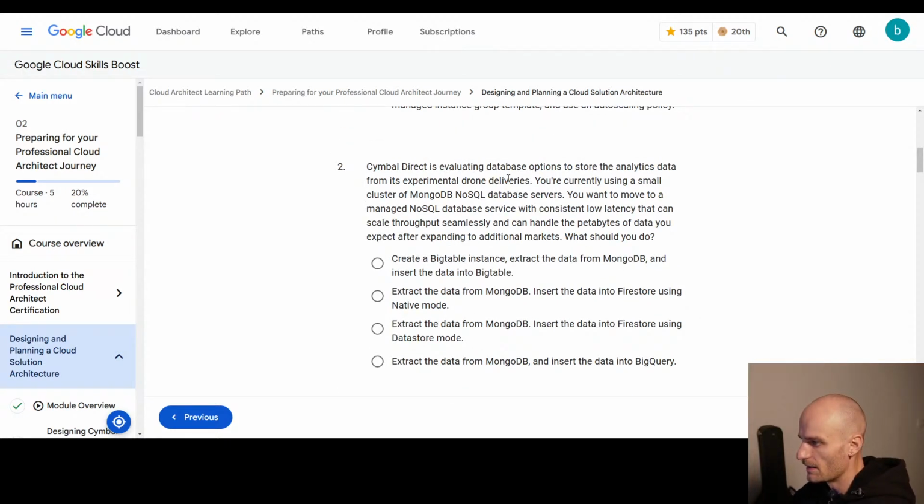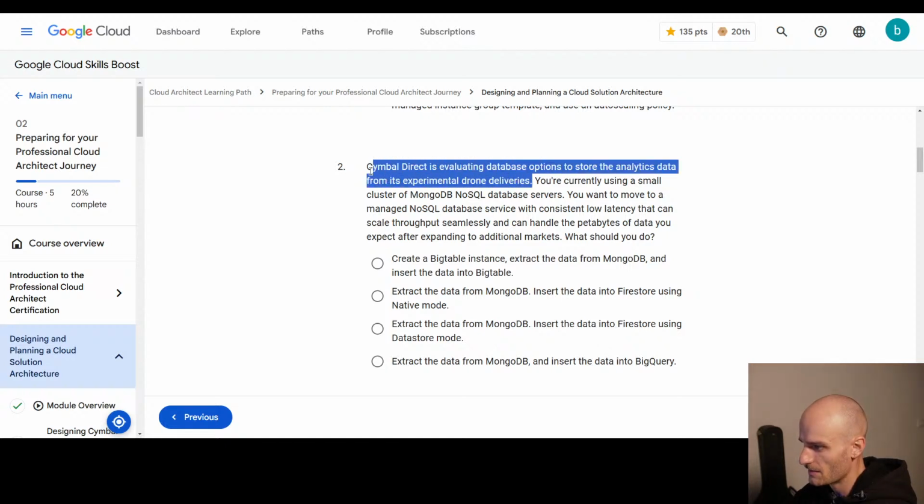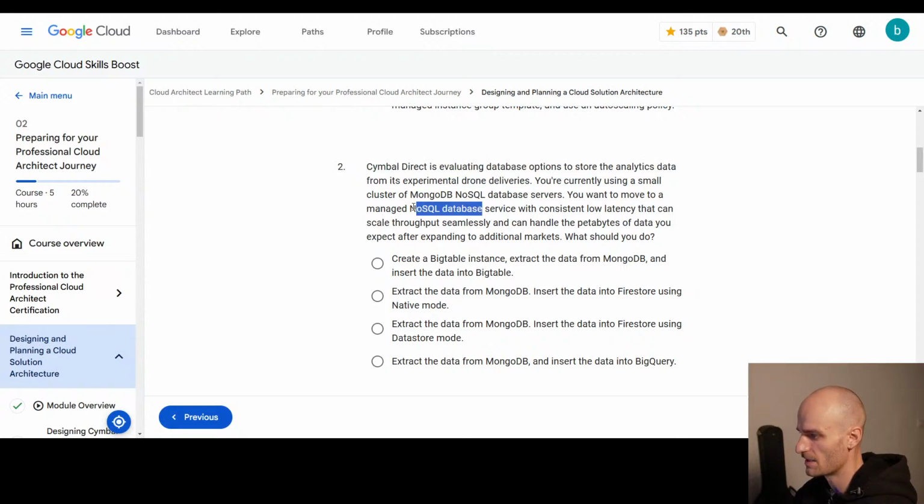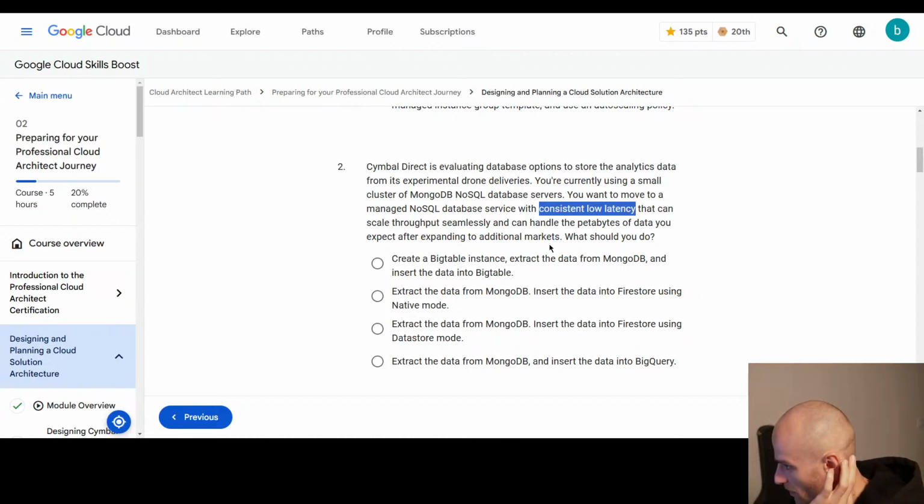Simple Direct is evaluating database options to store the analytics data from its experimental drone deliveries. You're currently using a small cluster of MongoDB NoSQL database servers. You want to move to a managed NoSQL database service with consistent low latency that can scale throughput seamlessly and can handle the petabytes of data you extract from expanding into additional markets. What should you do?